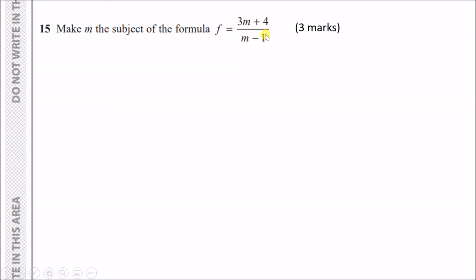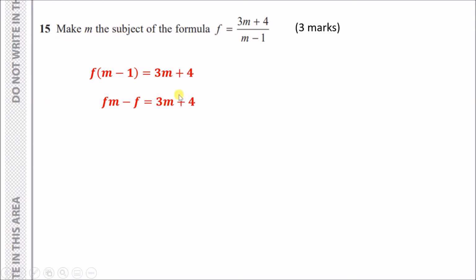So what I'll do is I'll times m minus 1 across, so that goes and it sticks on f, a bit like that. And then from here, guys, all you want to do is expand the bracket, yeah? Expanding this, f times m is fm, and f times 1 is f, so you get something like that, and copy the rest.